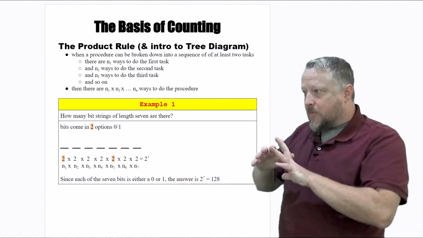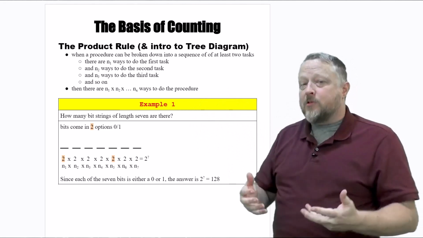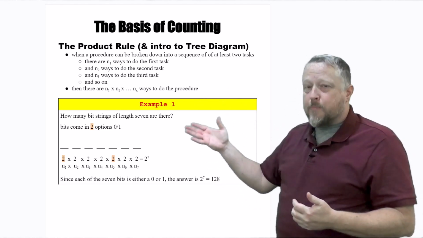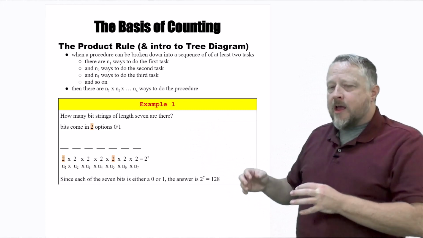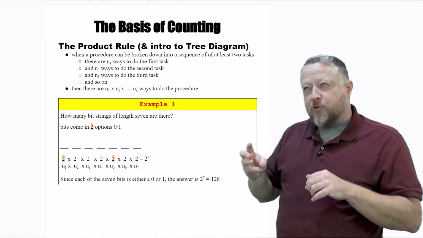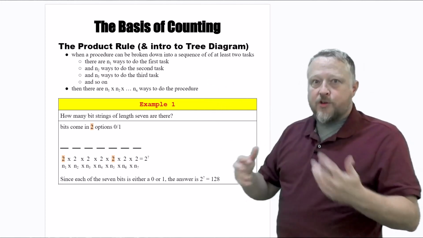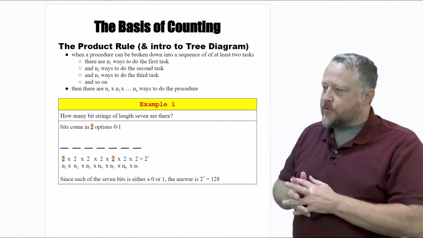We need to make sure that you're covering all the possibilities that we can for a particular application. In the product rule, I'm going to have three examples, and the last example has a tree diagram, which frankly will make a lot more sense visually than it will with all the stuff that we're doing here.